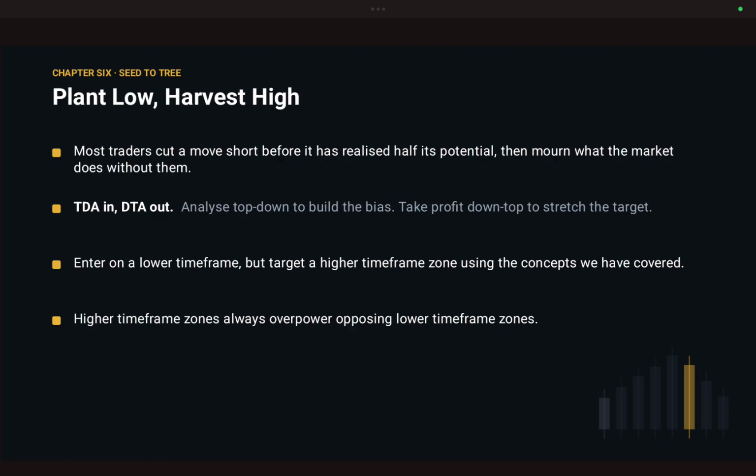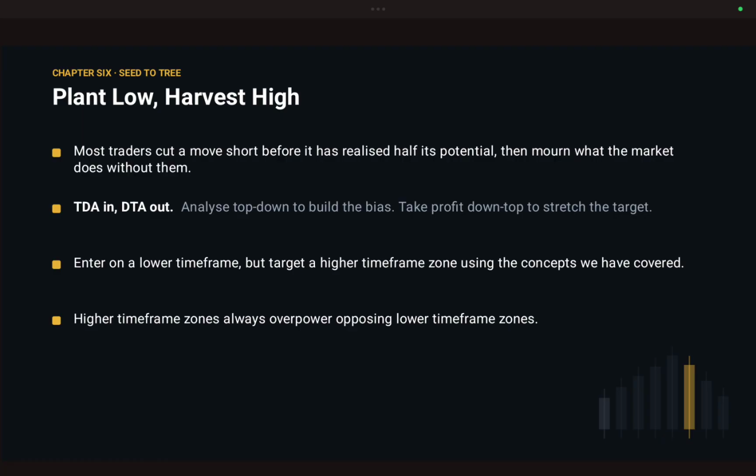When you want to plant, you bend down, you dig the soil, you plant. But when you want to harvest, you have to climb up to harvest. In trading, how do you use it? Most traders cut a move short before it has realized half its potential. Then they start mourning what the market does without them. Oh, this market is still buying. Oh, I would have been on this trade. Why did I come out?